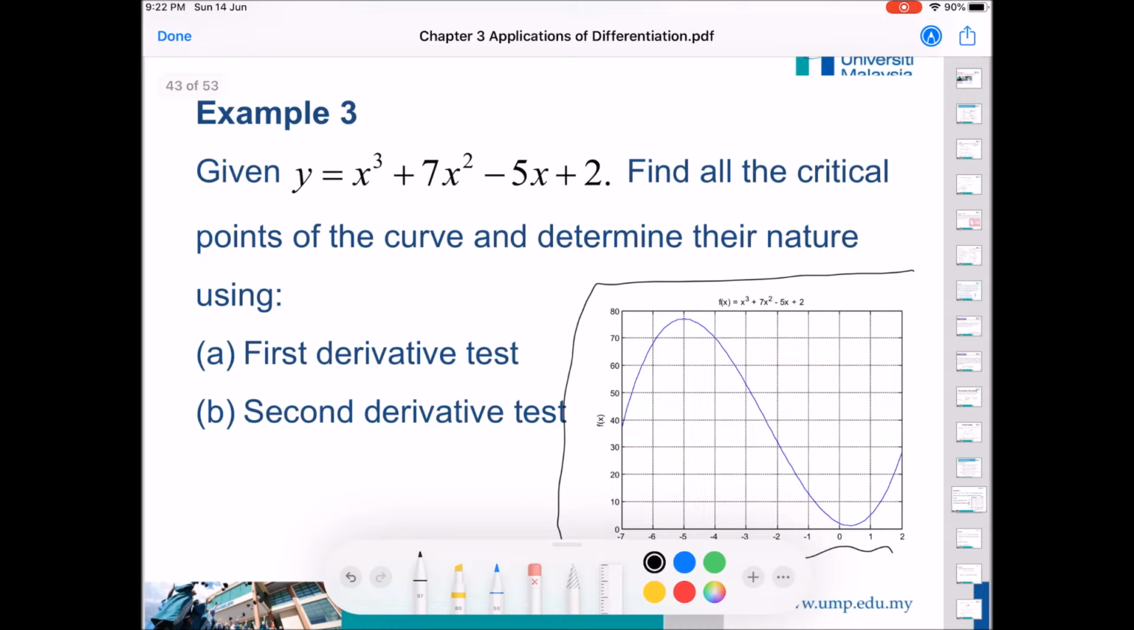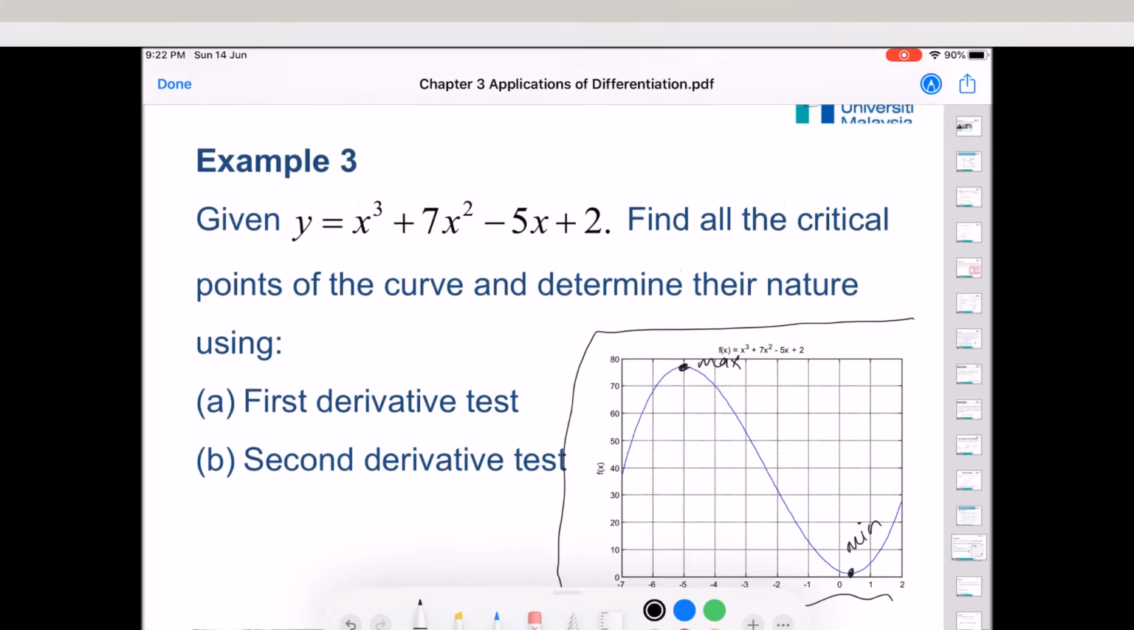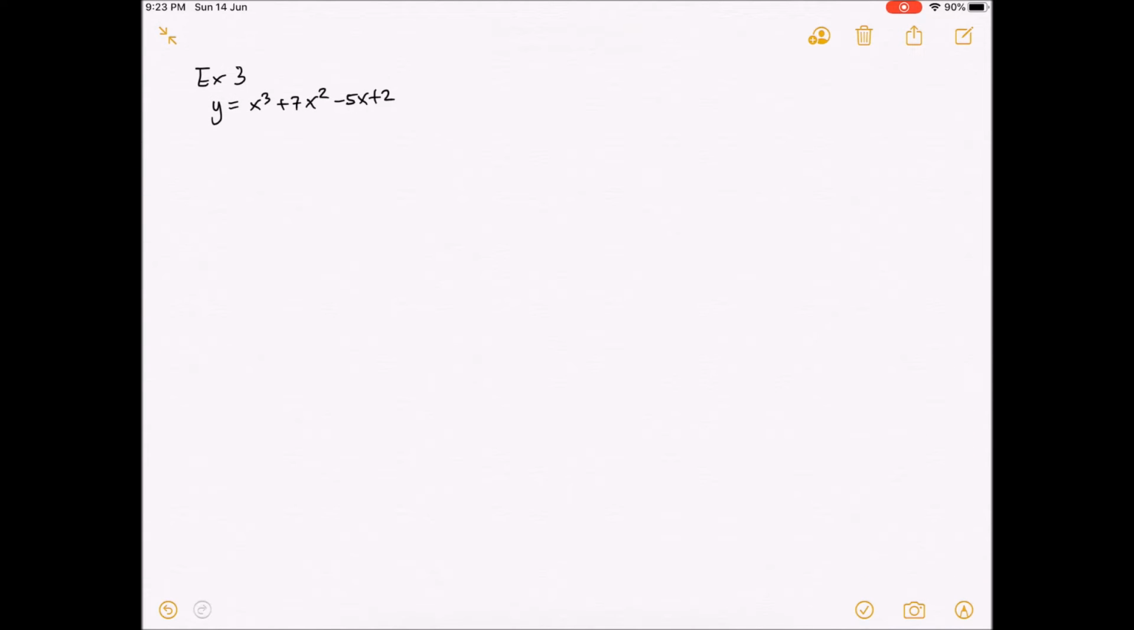Okay, so from the curve we can see that we have two critical points, one here which is the maximum point and the other one here which is the minimum point. So this example is actually the one exercise I asked you to do in the first derivative test. Have you done it? Okay, if you haven't, don't worry, let us do it together. So you have here y equals x to the power of 3 plus 7x squared minus 5x plus 2. So before anything, let us find the critical points.